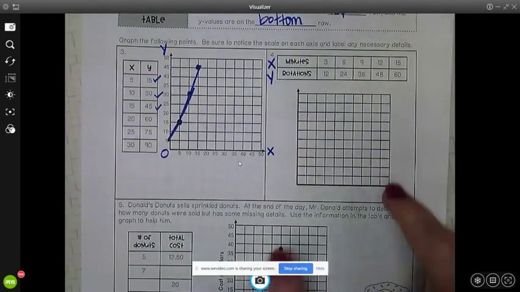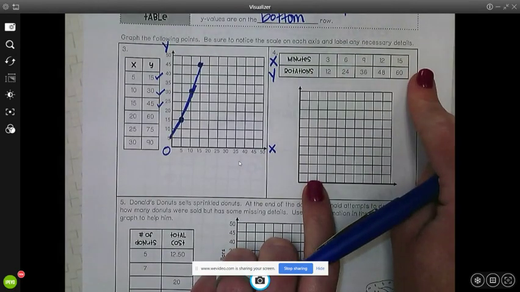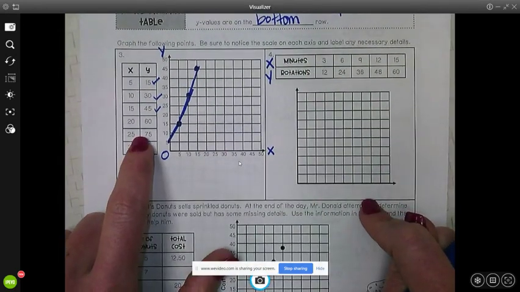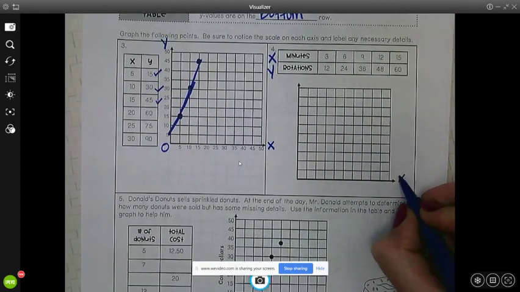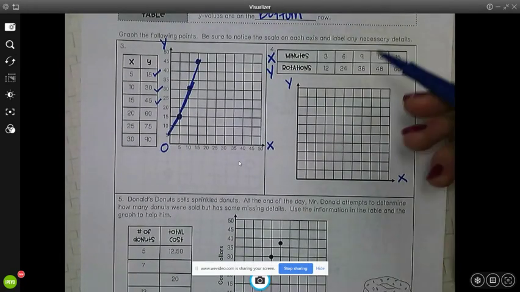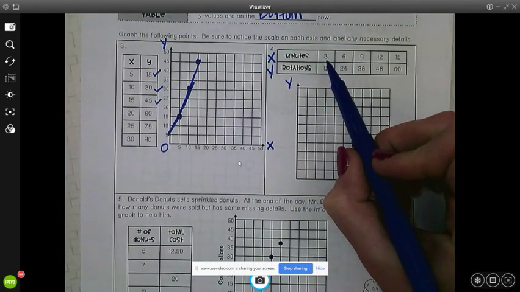Okay, now on this one, we have a different scenario. We have our table, but we do not have this filled out. We do not have the numbers like they did for us on this one. So we're going to have to do that. So first, we're going to start with labeling our x, and we're going to label our y. And now for our numbers, we're going to try to increase by the same numbers.